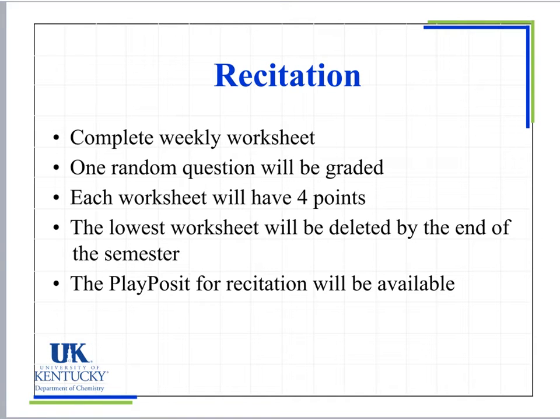For recitation, we're going to have a worksheet every week, and that's going to cover the topics that we covered during that week. It's going to be graded based on 1 random question, and each worksheet is going to have 4 points. The lowest grade for the worksheet is going to be dropped by the end of the semester, and I'm going to record a video for solving the worksheet and upload it in the Canvas. It's better for you to first try to solve it yourself, and if you have a problem, you can go back to the video that is uploaded on the Canvas.